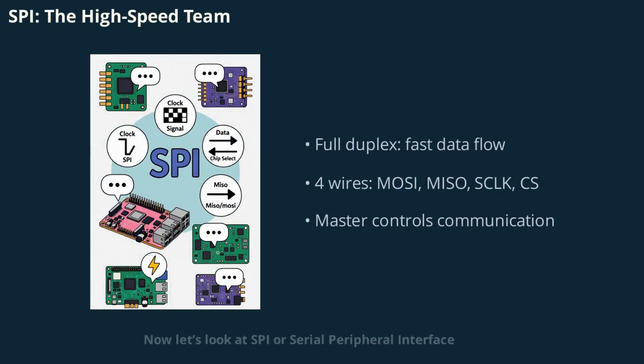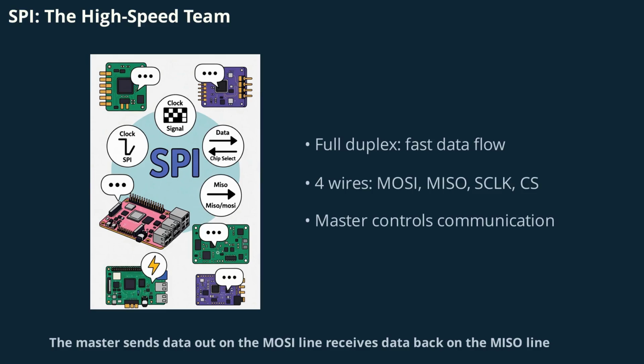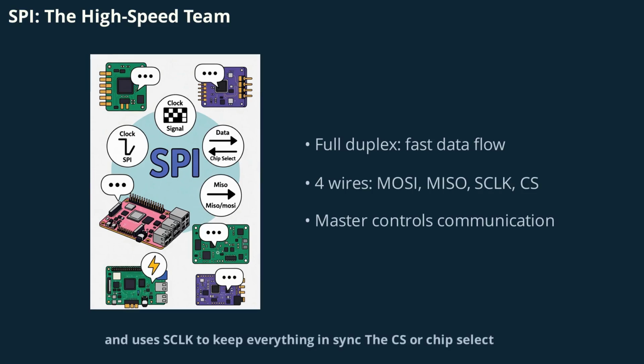Now let's look at SPI, or Serial Peripheral Interface. Imagine a master device connected to a slave using four wires. SPI is all about speed and efficiency. The master sends data out on the MOSI line, receives data back on the MISO line, and uses SCLK to keep everything in sync. The CS, or chip select line, tells the slave when to listen. When CS drops, the slave wakes up and gets ready to communicate.